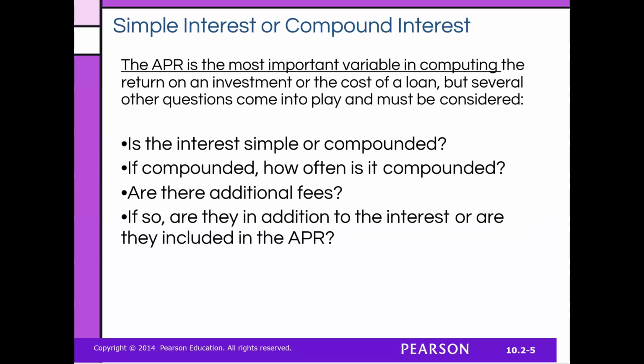The APR is the most important variable in computing the return on an investment or the cost of a loan, but there are several other questions to be considered. Is the interest simple or compounded? If it's compounded, how often is it compounded? Are there any additional fees? And if so, are they in addition to the interest, or are they included in the APR?